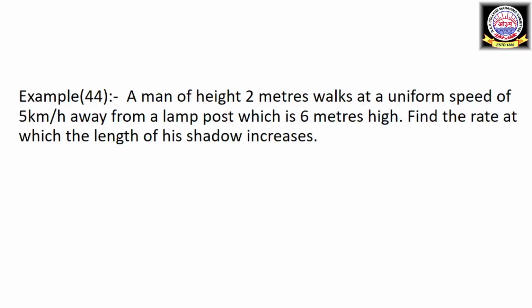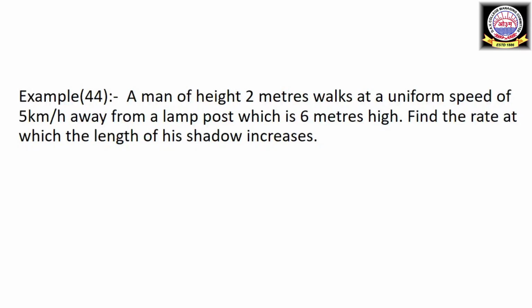Find the rate at which the length of the shadow increases. Once again, a man of height 2 meters walks at a uniform speed of 5 km per hour away from a lamp post which is 6 meters high. Then what are we going to find? Find the rate at which the length of his shadow increases.